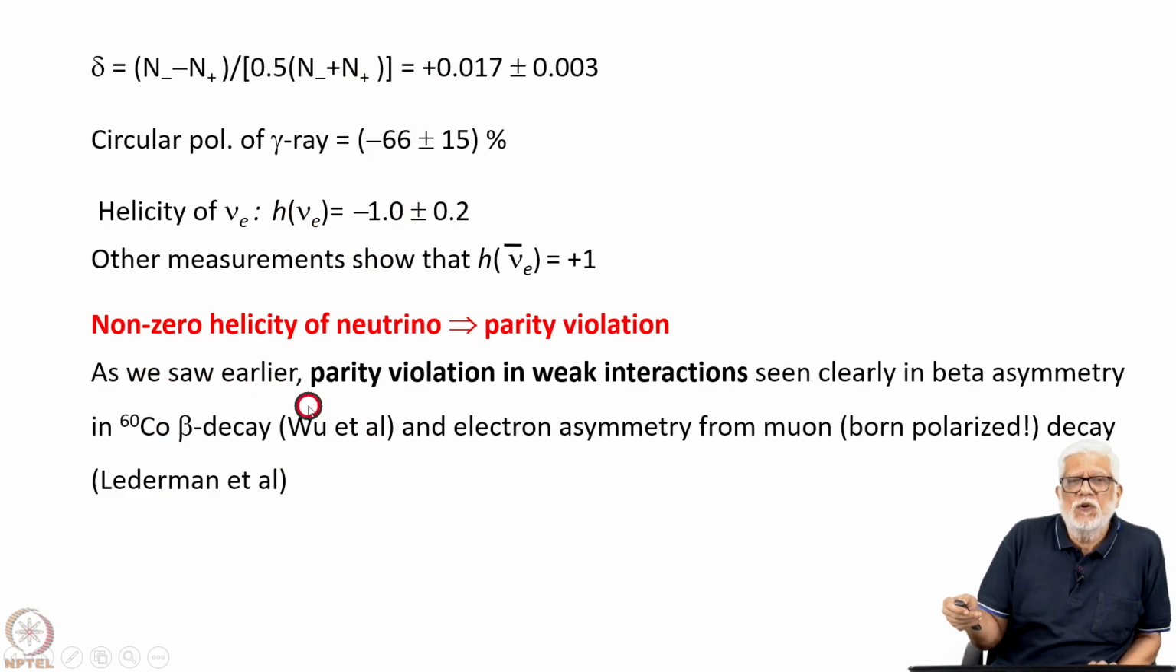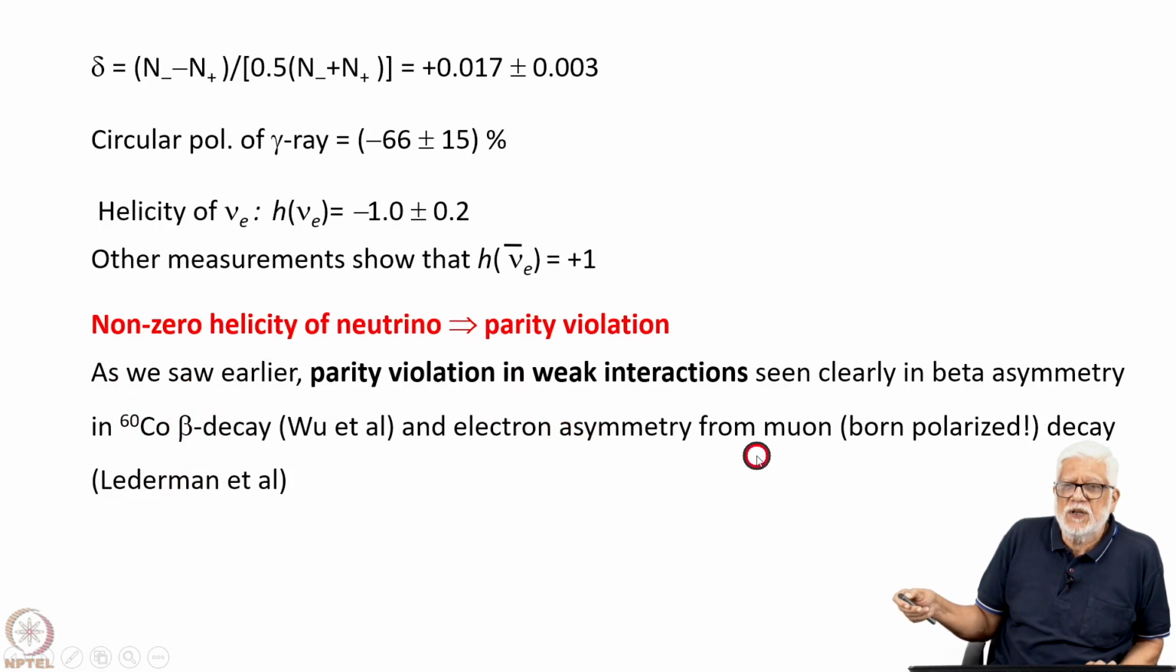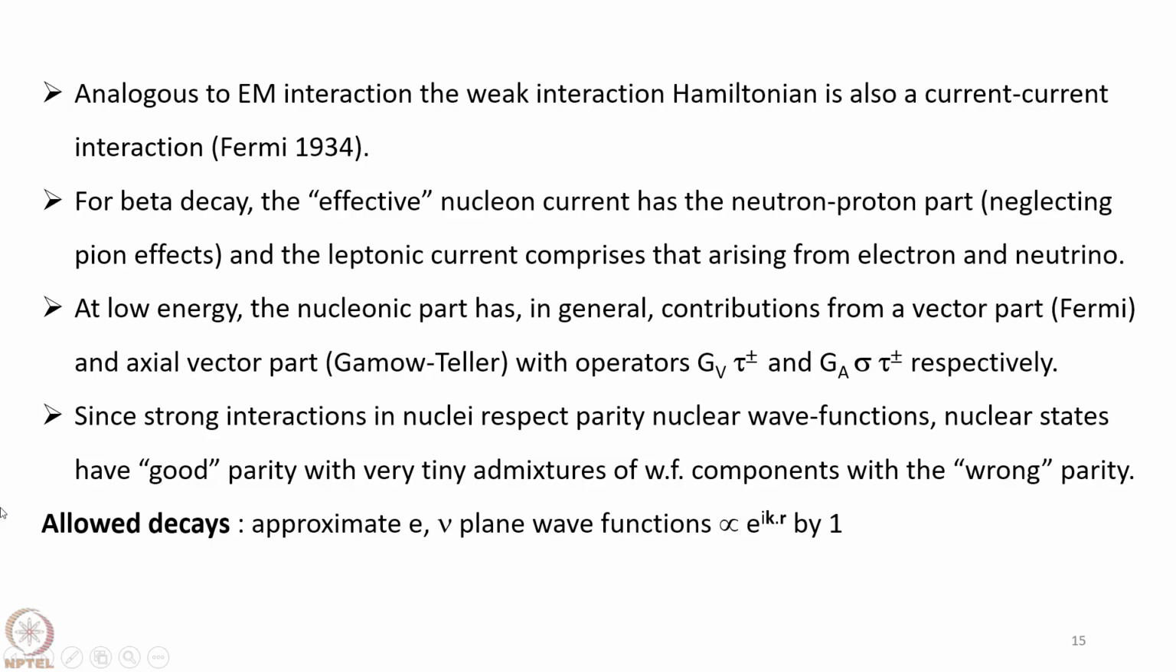Of course, we saw in an earlier lecture that Madame Wu measured the beta asymmetry in the decay of cobalt 60 by polarizing this nucleus and then looking for the asymmetry, and similarly the electron asymmetry from muon decay was observed by Lederman in an accelerator based experiment.